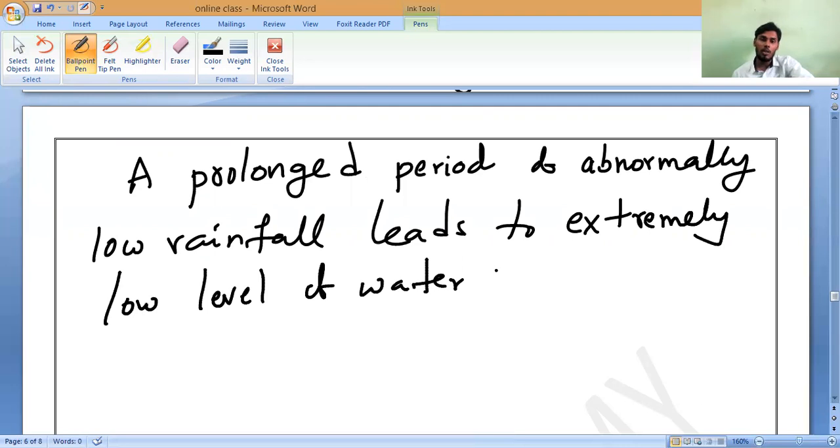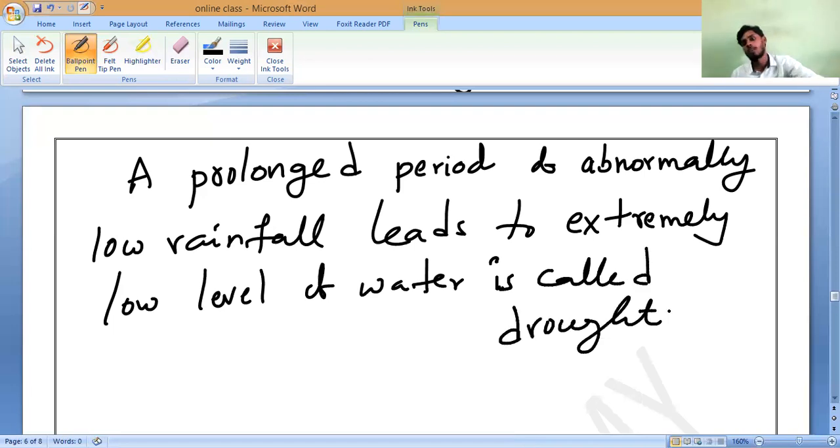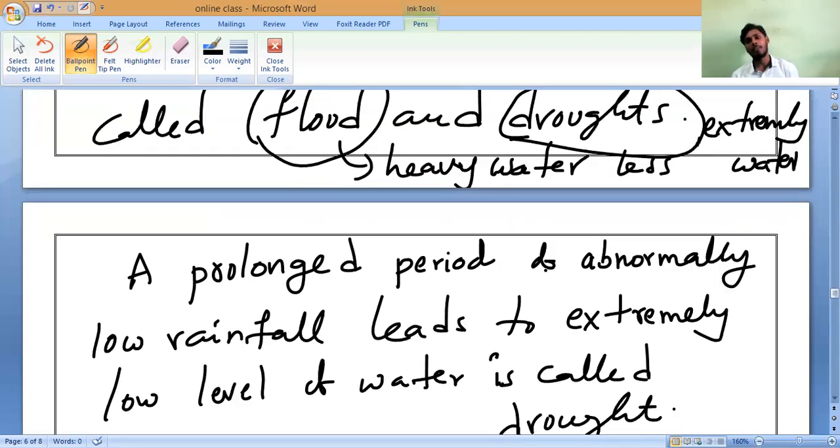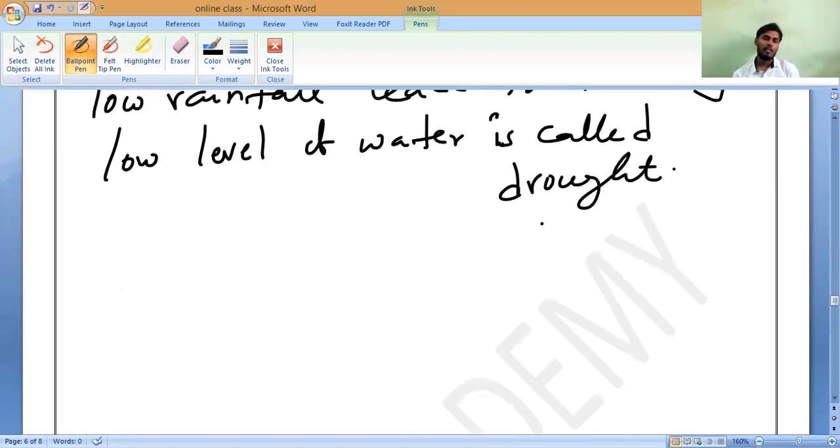It's known as what, Johan? Shruti? What should we call it? Low level of water is called drought. Note it down. Do you understand? Heavy water, what will happen, Pradosh? Flood. Heavy water we used to call as flood. That is what you should remember.